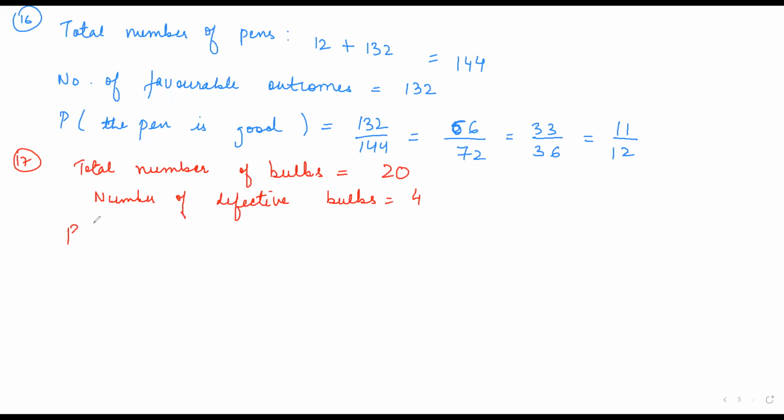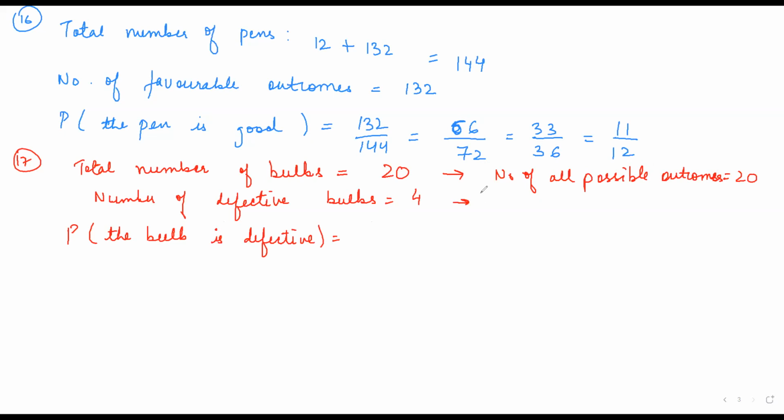So the probability that the bulb is defective: the number of all possible outcomes is 20 in this case, right? And because there are only 4 defective bulbs, the number of favorable outcomes will be 4. The probability is the number of favorable outcomes divided by all possible outcomes. So this will be 1 by 5.